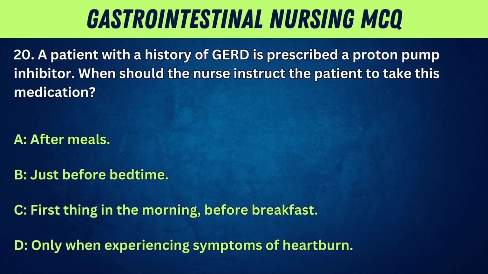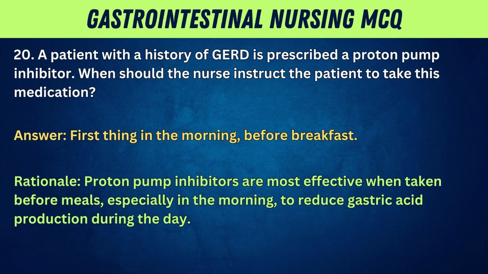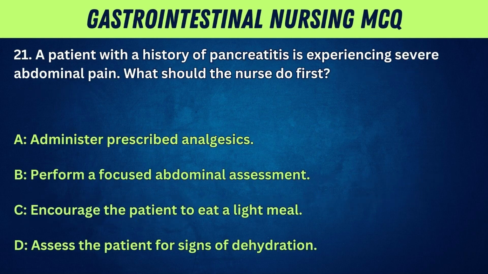20. A patient with a history of GERD is prescribed a proton pump inhibitor. When should the nurse instruct the patient to take this medication? A. After meals. B. Just before bedtime. C. First thing in the morning, before breakfast. D. Only when experiencing symptoms of heartburn. Answer: first thing in the morning, before breakfast. Rationale: proton pump inhibitors are most effective when taken before meals, especially in the morning, to reduce gastric acid production during the day.